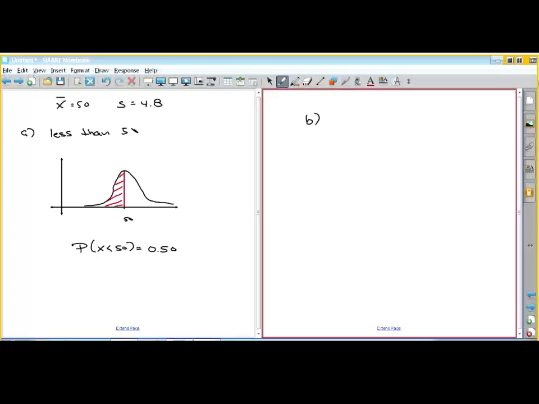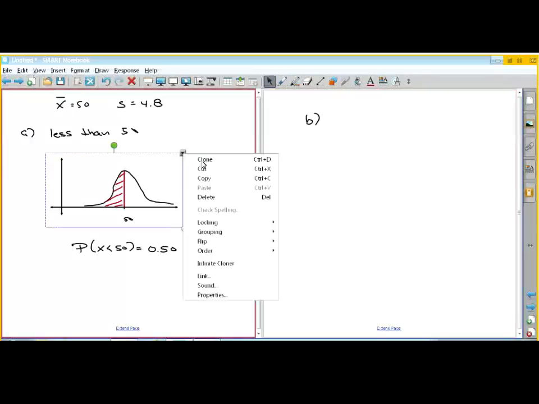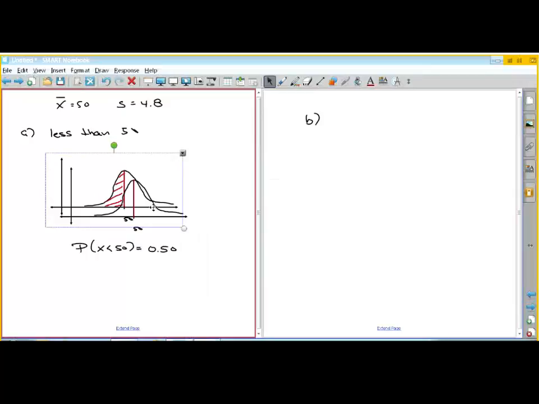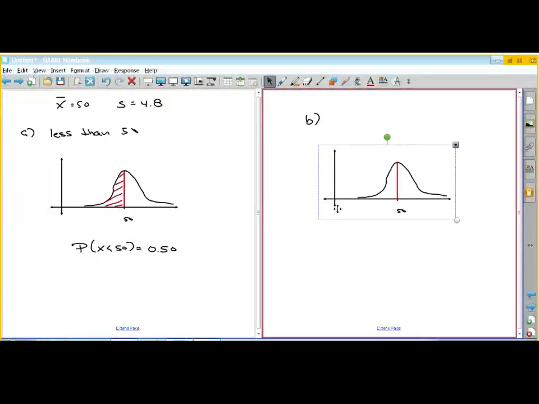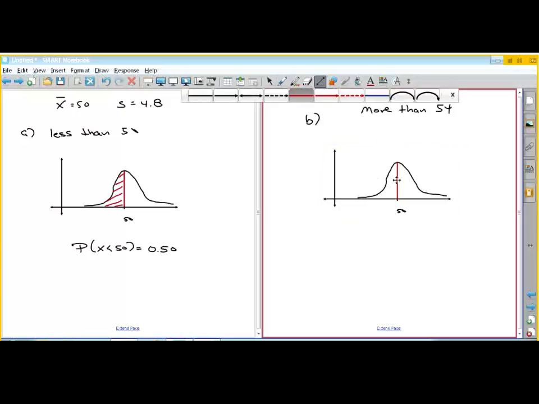Okay, the second one is more than 54. So let's grab this thing, move it over. So what we do is draw a vertical line. So let's write this down. We want more than 54. So what's the probability of us getting a data point more than 54? So here's 50. So let's draw a line. It doesn't have to be exact. We just need to know whether it's to the right or left of the mean. So greater than 54 is going to be this area.